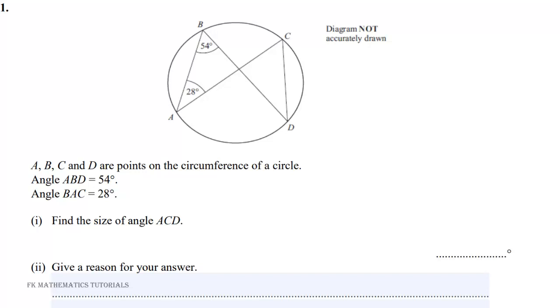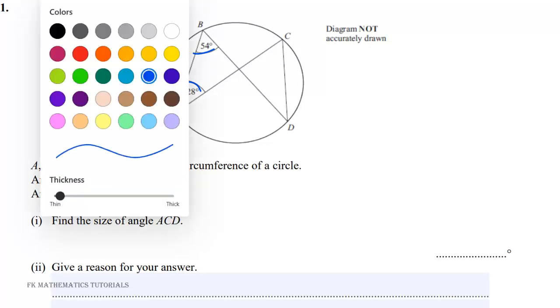Let's solve the questions. Question 1. A, B, C, and D are points on the circumference of a circle. Angle ABD is 54 degrees. Angle BAC is 28 degrees. Find the size of angle ACD.